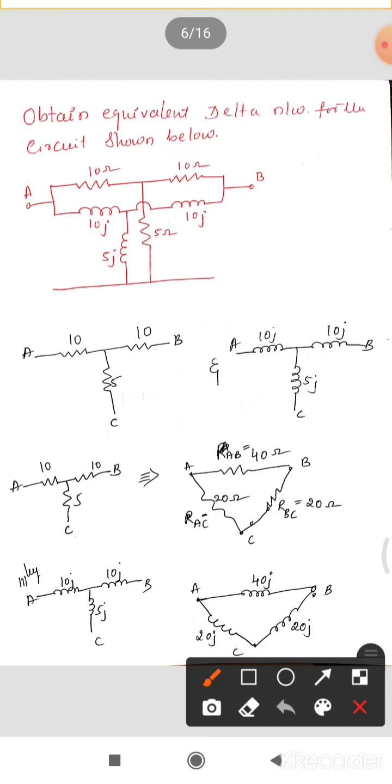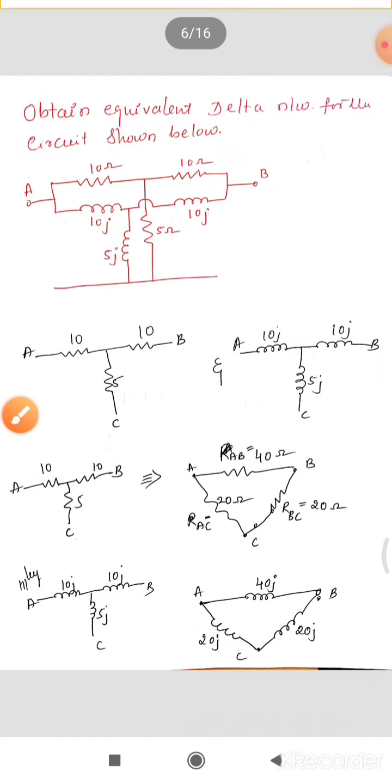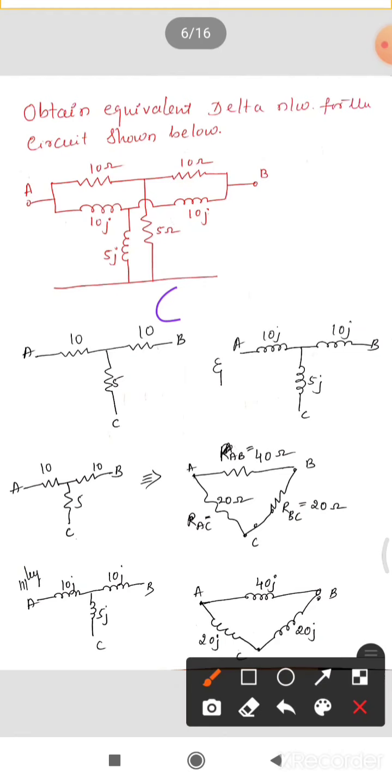So observe this between A and B. Let's take this one as C. Between that we can take as the C terminal. So observe between A, B and C, what are the terms? You can observe this.